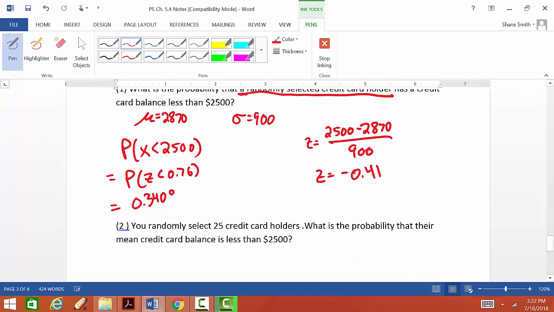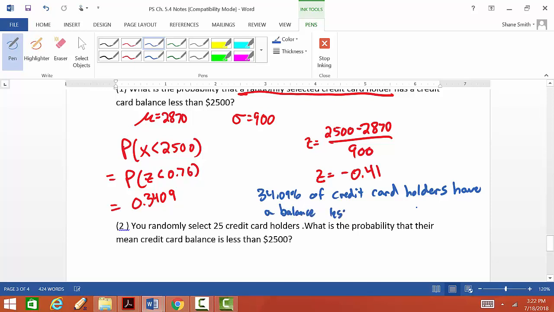And so we can say 34.09% of credit card holders have a balance less than $2,500.